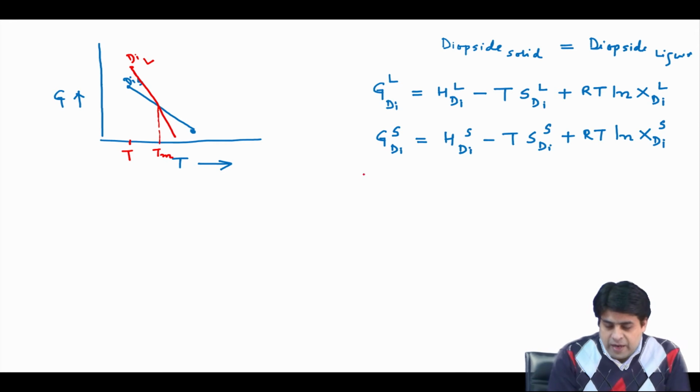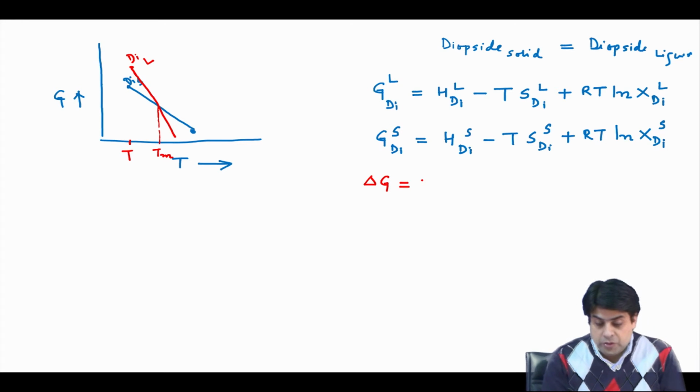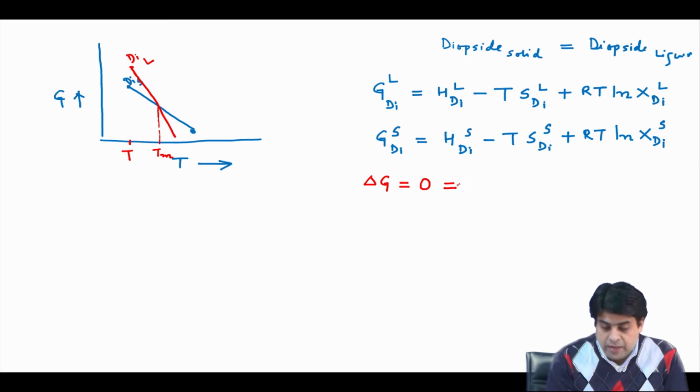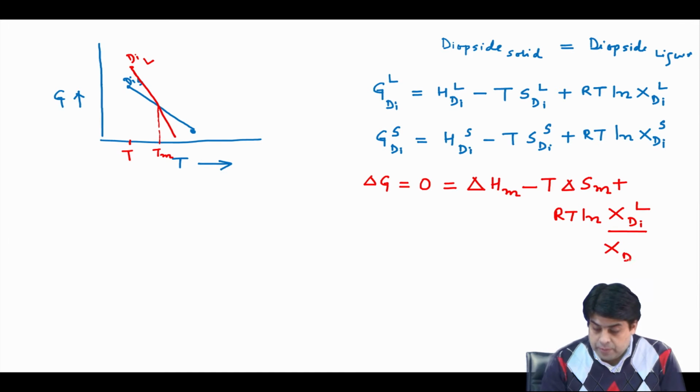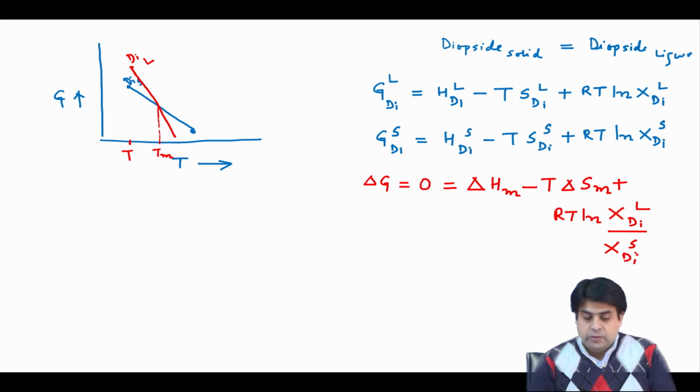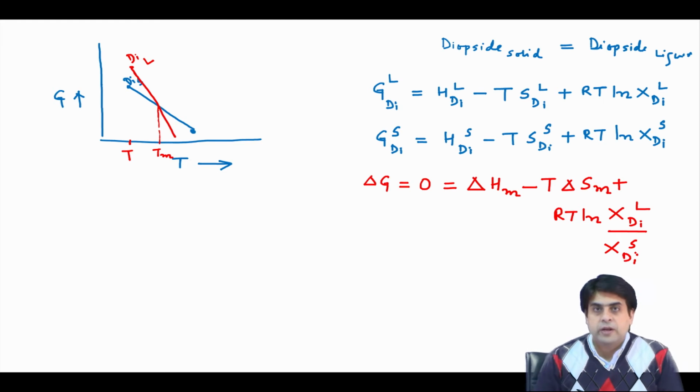Okay. So, if we write down the delta G of this particular function, if it is 0, so we can write down this in terms of delta H m minus T delta S m plus R T ln X dioxide in liquid divided by X dioxide in solid. So, we can write down this equation like this, okay.